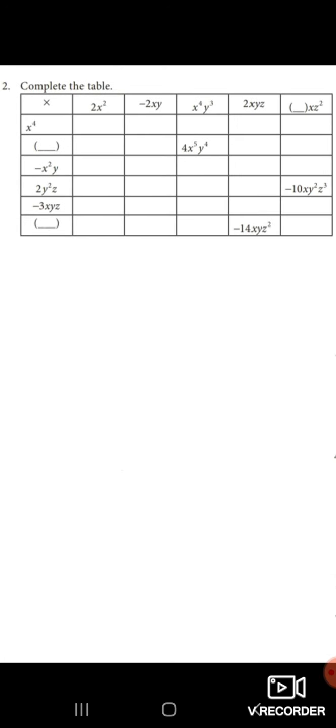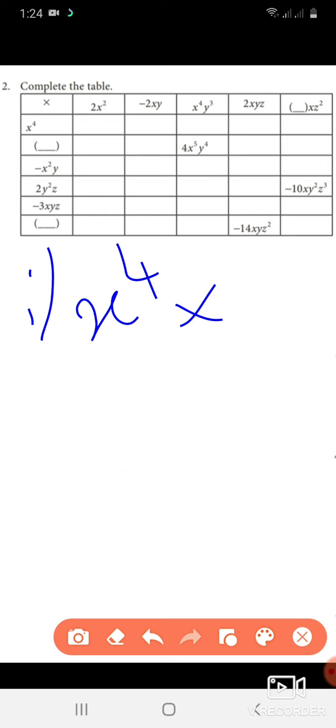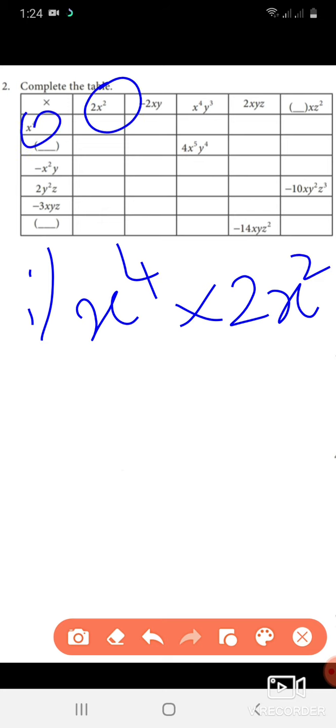Come to the next one. Complete the table. I want to do only one sum; the remaining you will do in your notes. First problem. Here we are going to multiply. Complete the table. Here row by column we have to multiply. So the first problem is x power 4 into 2x square, this and this. So x power 4 into 2x square.